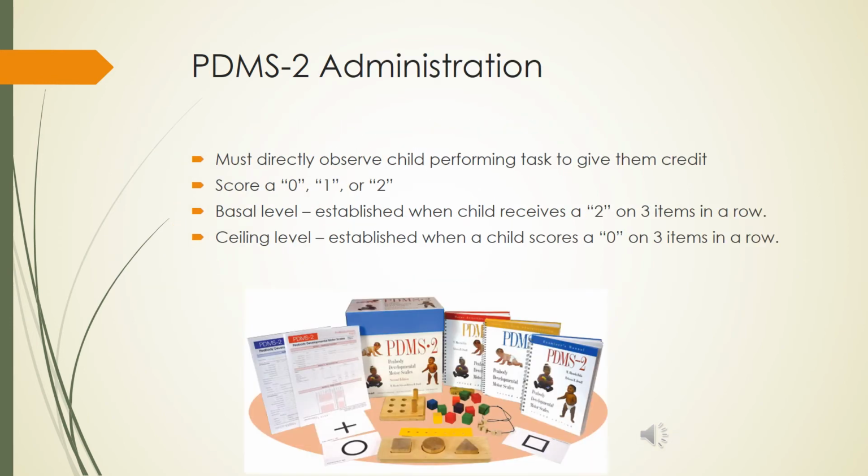This is kind of a picture of the whole kit for the Peabody. It's got a lot of scoring booklets that come with it and specific items to do some of the assessment. Again, you've got to directly observe the child doing it in order for them to get credit for that item. You score them either a 0, a 1, or a 2. So a 2 is they completely do that item. A 1 is they do partial parts of an item, so they get some credit for it. A 0 is they can't do it at all.